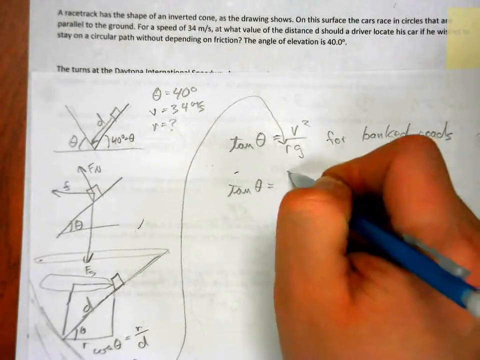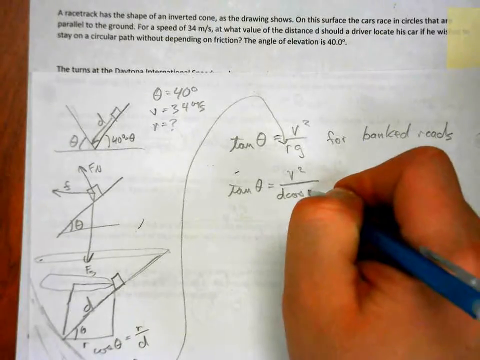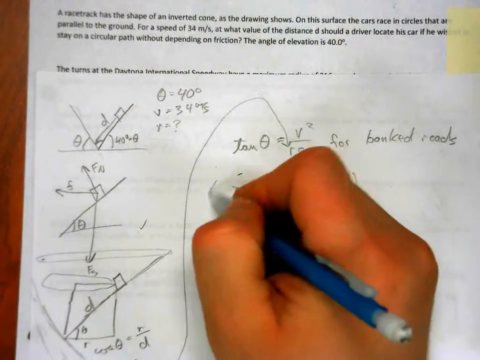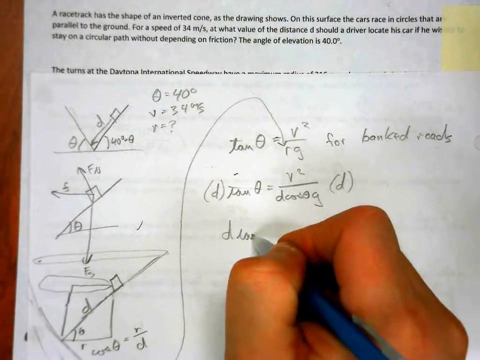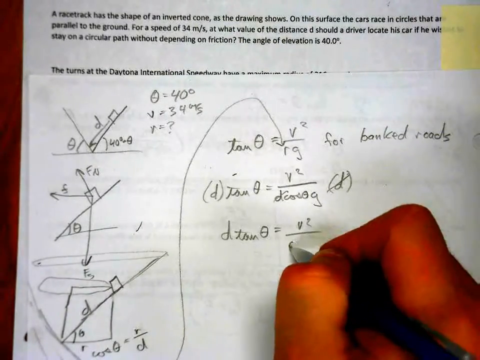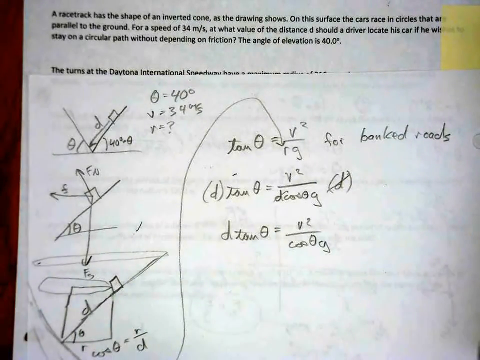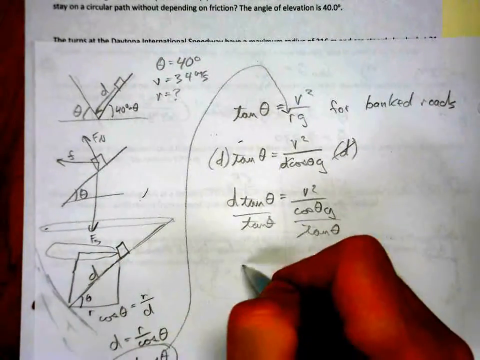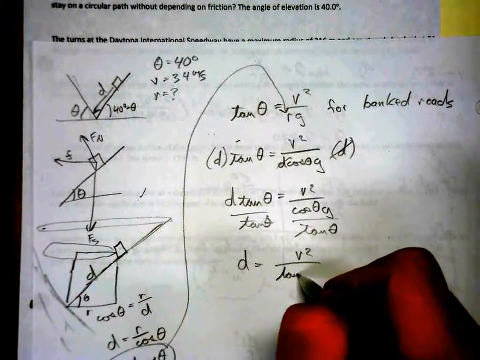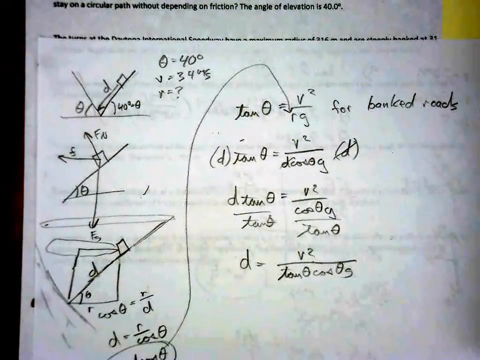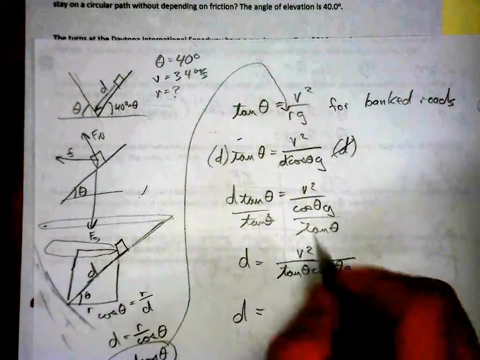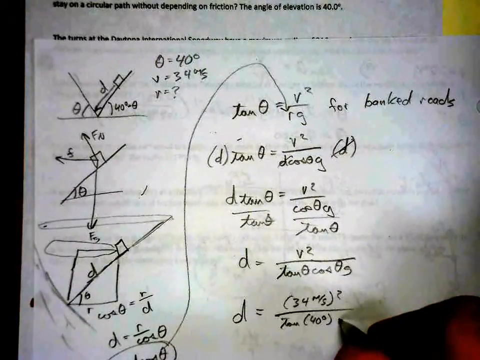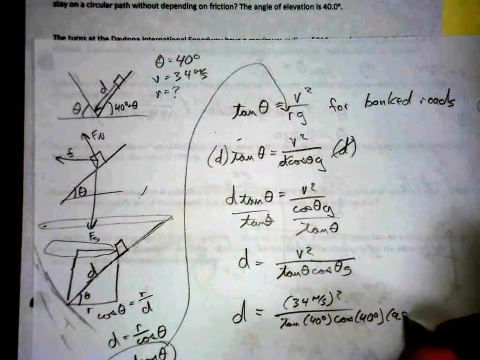Tangent of theta equals v squared over d cosine theta times g. And we're solving for d, so multiply d times each side. d tangent of theta equals, that cancels, v squared over cosine theta g. And divide each side by tangent of theta. d equals v squared over tangent of theta cosine of theta times g. And we can plug in: d equals 34 meters per second squared over tangent of 40 degrees times cosine of 40 degrees times 9.8 meters per second squared.